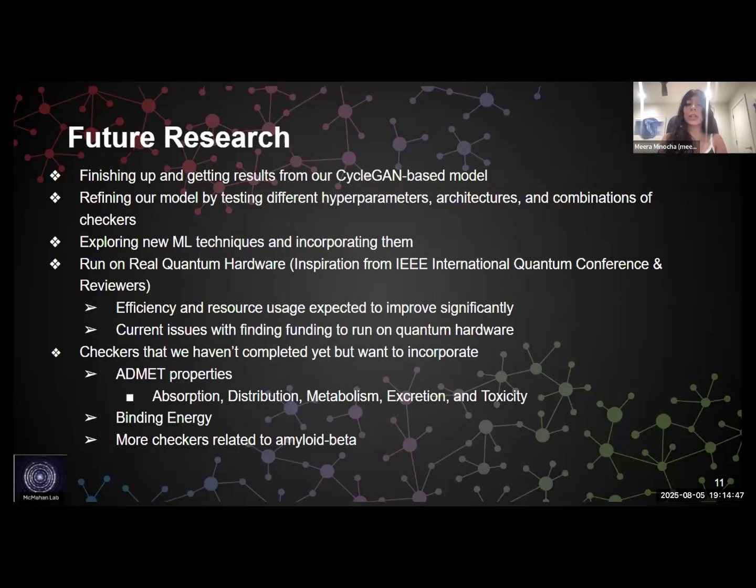There are also additional checkers that we haven't completed yet, but we do want to incorporate into our model, like the ADMET properties: absorption, distribution, metabolism, excretion, and toxicity, that target different things that we want to check for our molecules. For example, for absorption, we want to check if this molecule can be absorbed into the bloodstream; distribution, to see if it reaches the right tissues; metabolism, see if it's metabolized in a non-toxic way; excretion, make sure the molecule can be excreted properly; and then toxicity, make sure the molecule isn't toxic. We also want to check into binding energy and look into further checkers that are related to amyloid beta.